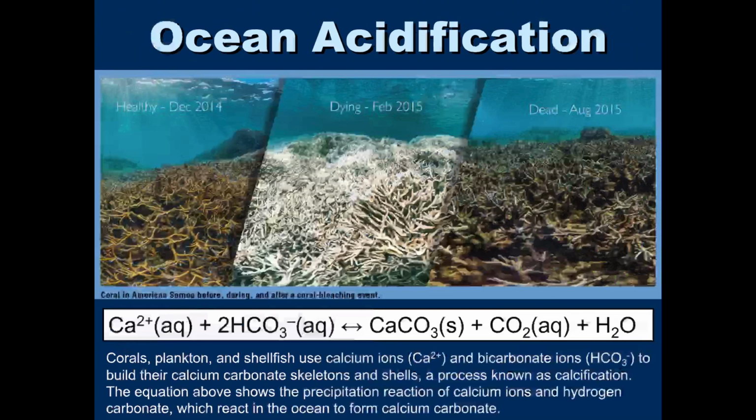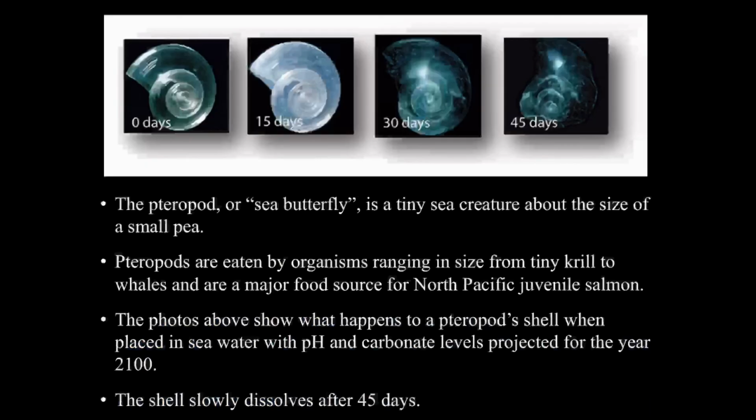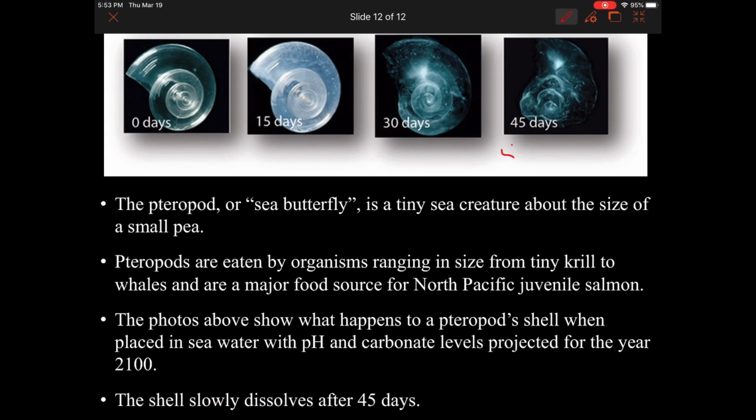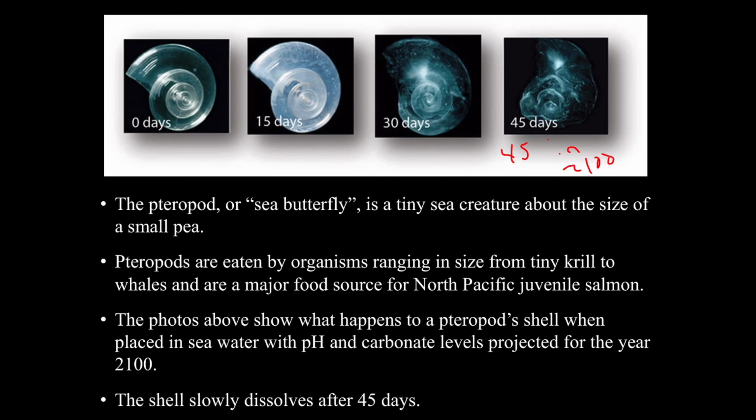So this is a little visual of what's happening to our ocean. You have coral that's healthy in December 2014. Over time, it's dying because those carbonate ions are reacting to make calcium carbonate. It's not good. You do not want that. And then this is a projection of what shells will react to in the ocean water in 2100. So they're saying that a normal shell will disintegrate in only 45 days if our oceans continue to get acidic year after year after year.